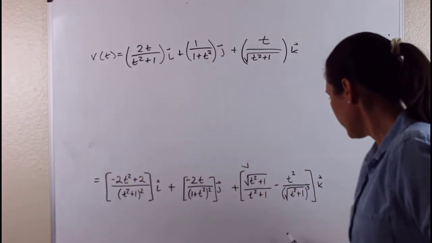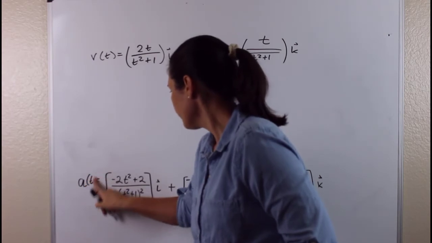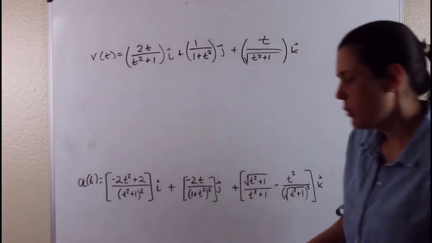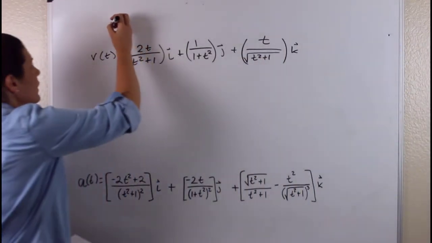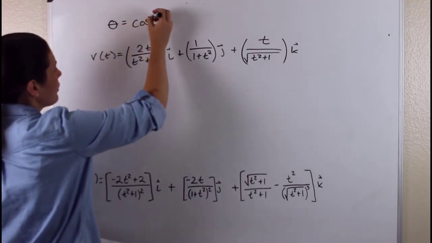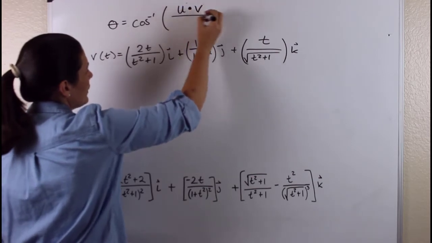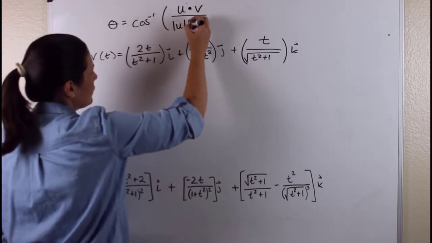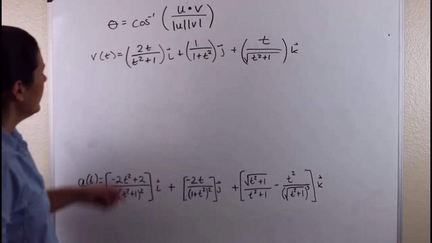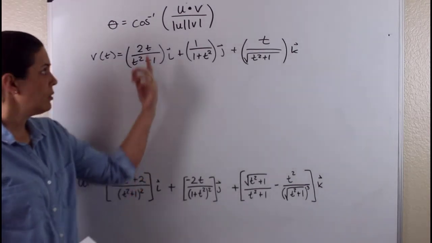And let me just write that here. That was acceleration, a of t. And then remember what you know about the angle between vectors. So theta, if we use theta to represent that angle, it's cosine inverse of the dot product of the two vectors divided by the product of their magnitudes. So we have to dot these two vectors, find their magnitudes, and multiply those.